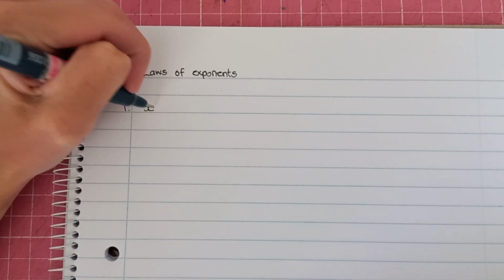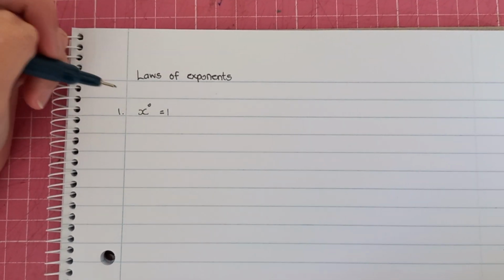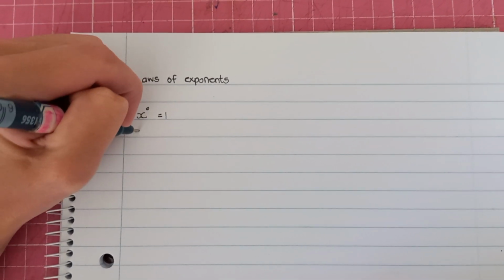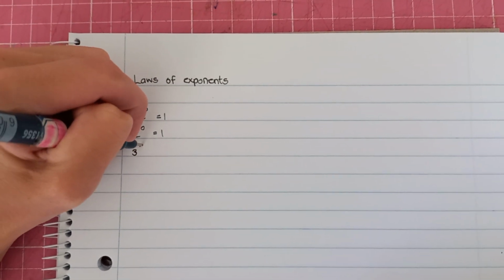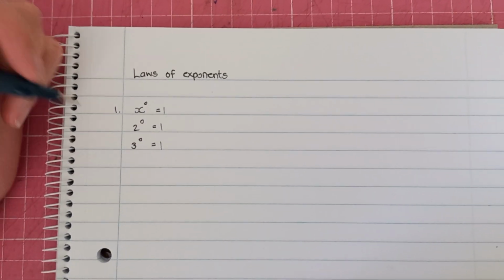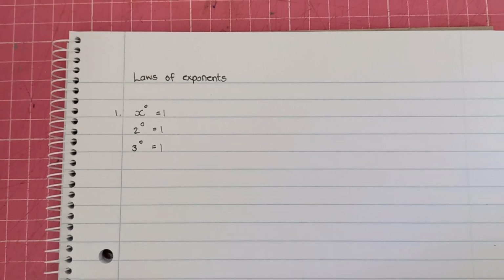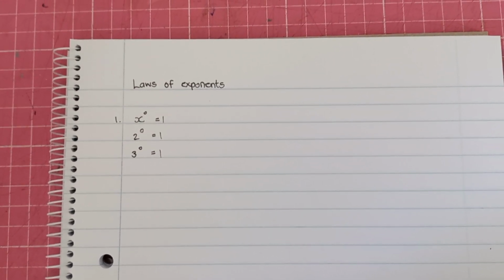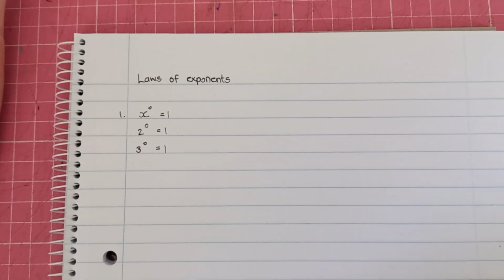So the first rule as a part of laws of exponents is x to the power of 0 will give you 1, okay? So that applies to anything. So let's say you have 2 to the power of 0, that would give you 1. Or if you have 3 to the power of 0, it would give you 1. So anything to the power of 0 gives you 1. And that is the first law of exponents, okay? So we'll use this in an example in the second video, but for now that's the simplest law that there is, okay?